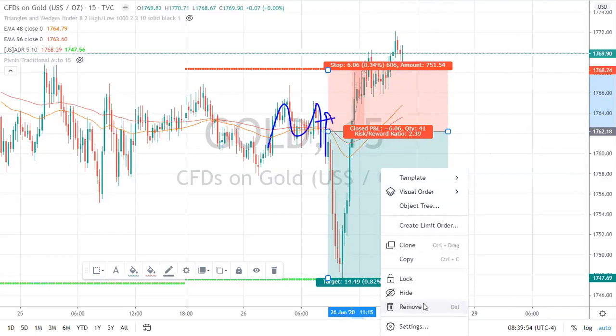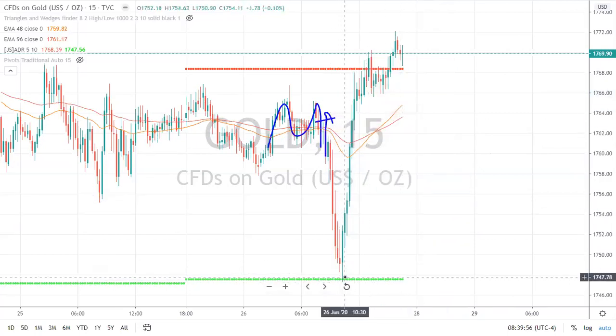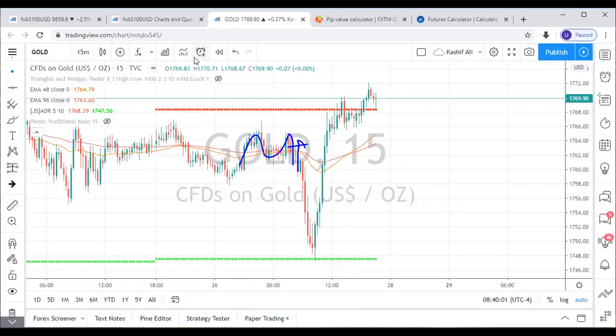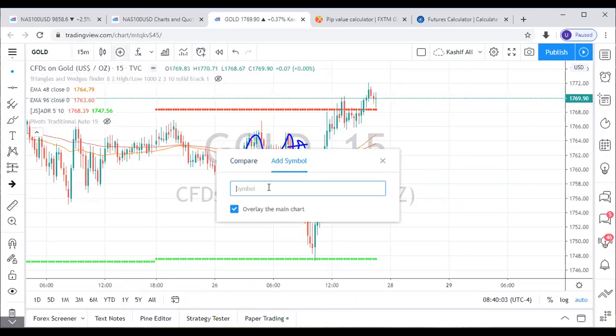And as soon as it touched the ADR low, it sprang back up. Why? What is the reason? Let's find out the reason of it going up.